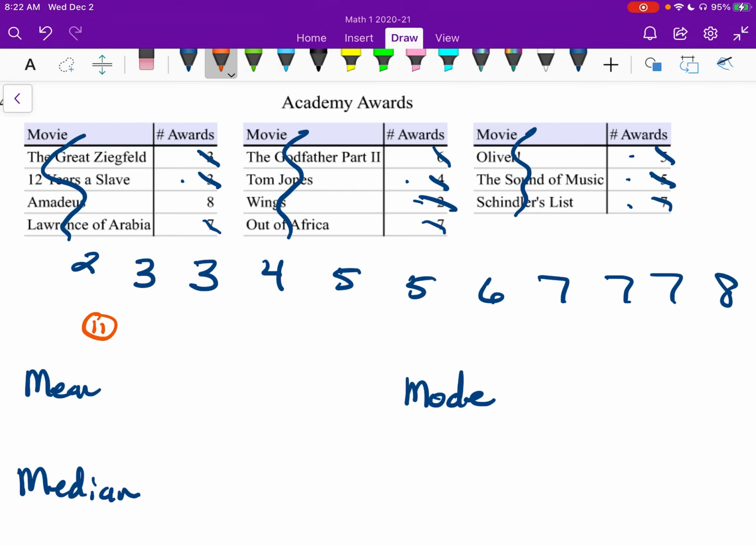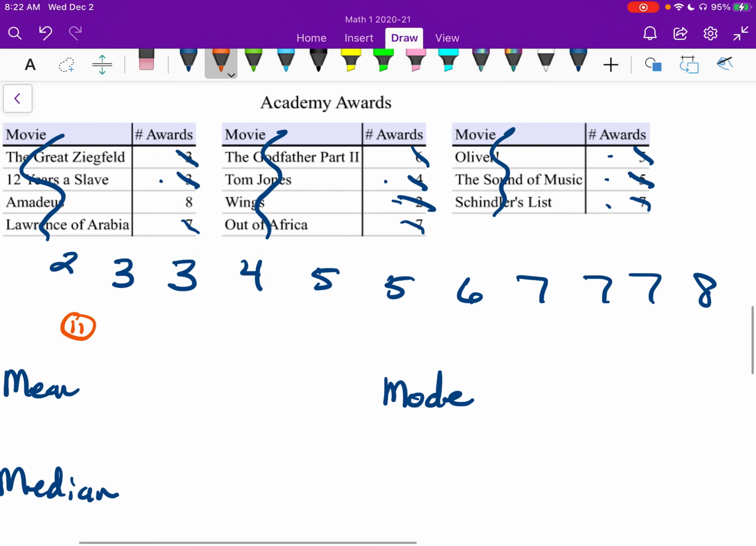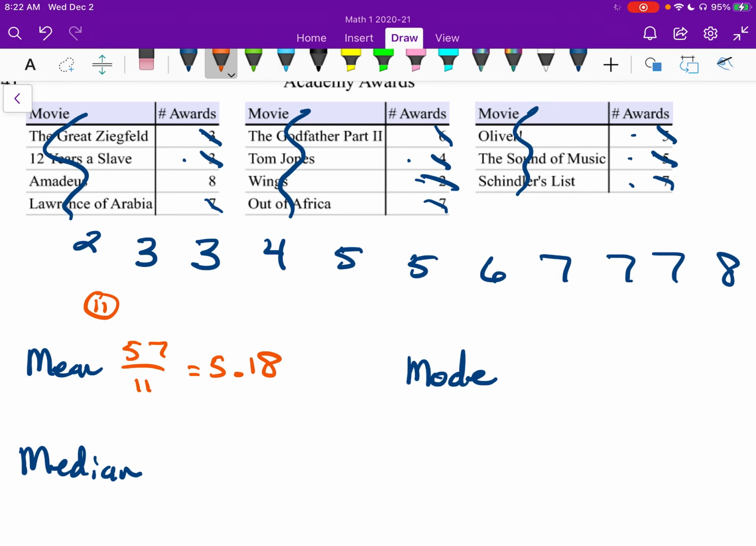So the mean, I'm going to add up all the numbers. So I'm going to have 2 plus 3 plus 3 plus 4 plus 5 plus 5 plus 6 plus 7, 7, 7, and 8. And I got 57. I divide by 11, and I get 5.18. The mode, the one that happens most often, well, I have 2 3s, 2 5s, and 3 7s. So 7 is the one that happens most often.